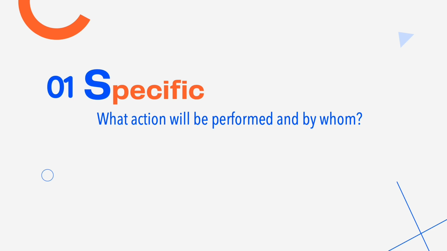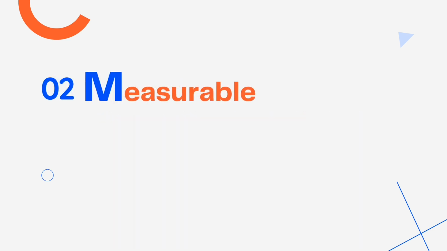Example again, that's adding dissimilar fractions. So it is very specific that I am only going to target and focus on that specific objective, and that is adding dissimilar fractions. The second one is measurable. How will success be measured? Objectives should quantify the amount of change expected.